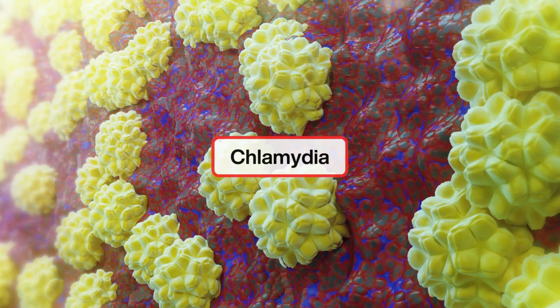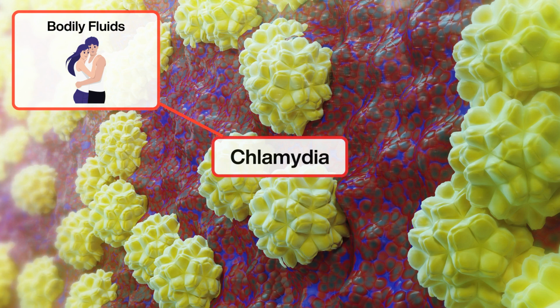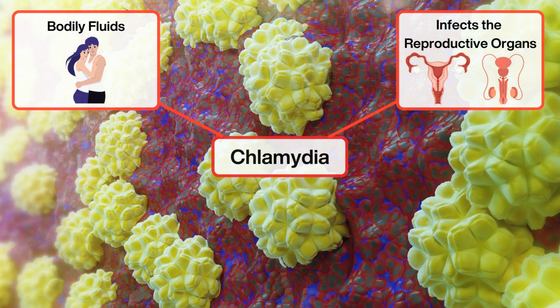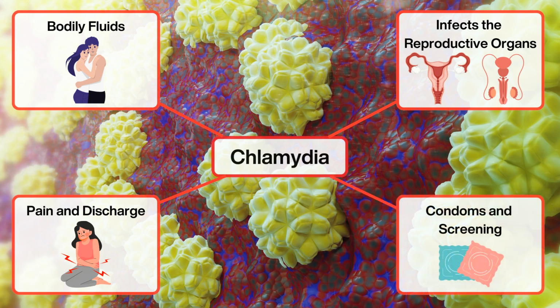Finally, we will study chlamydia. Chlamydia is sexually transmitted through bodily fluids. This bacterium infects the reproductive organs. Some people show no symptoms, while others may experience pain during urination, unusual discharge, or bleeding after sex. Using condoms, getting screened after unprotected sex, and limiting the number of sexual partners can help reduce transmission.